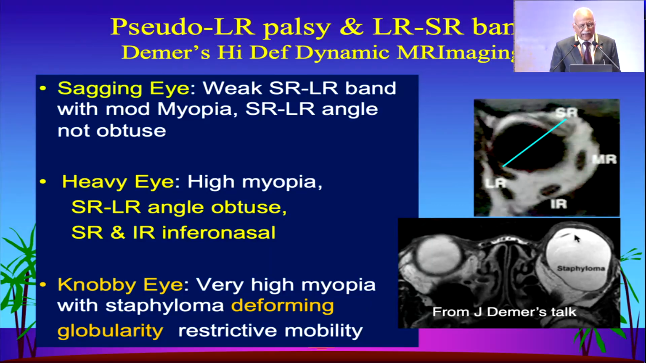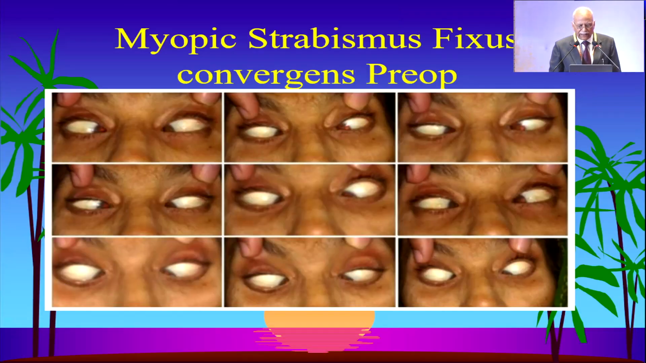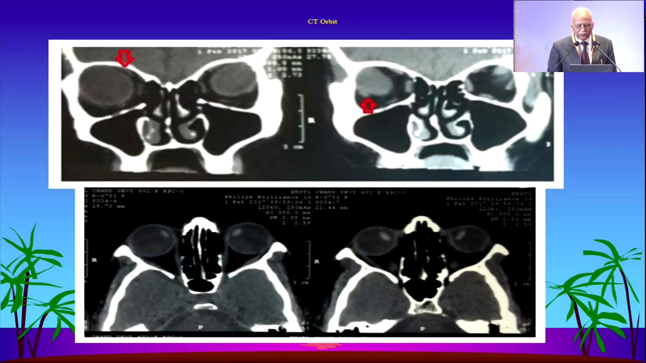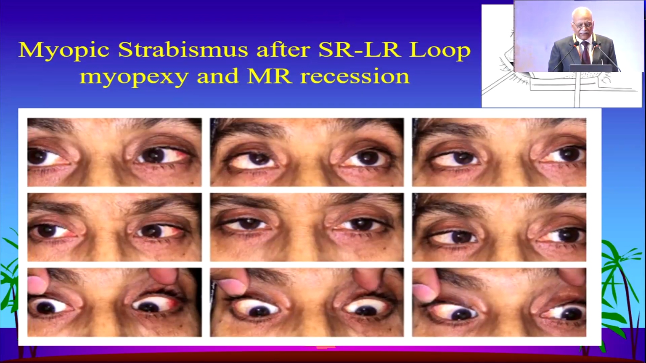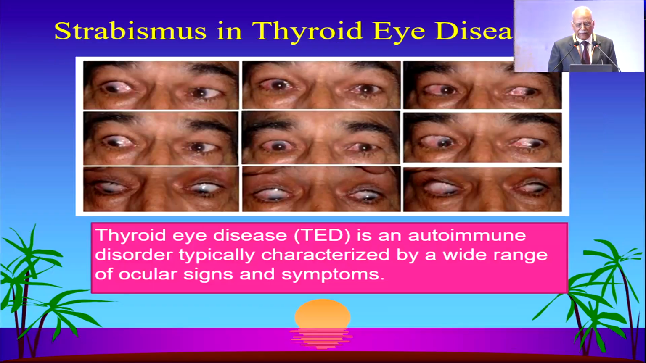For PGs, you may have a sagging eye, a heavy eye, or a knobby eye. A sagging eye is one in which the eye is just looking down. In heavy eye, the eye is also hypotropic, and it's usually more than 12 diopters myopia. And knobby eye is a very high myope, like 20 diopters, in which the bulging of the sclera is causing a problem of movement. So myopic strabismus fixus, we will correct by SR-LR loop myopexy, and may sometimes require MR recession. Interesting thing is many cases may not require an MR recession.